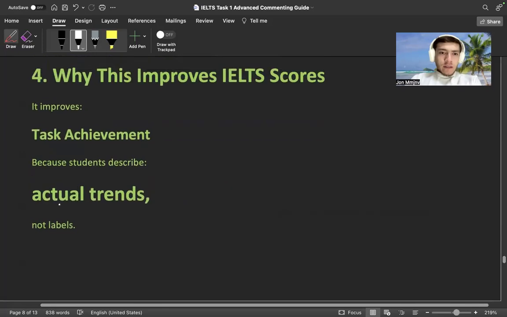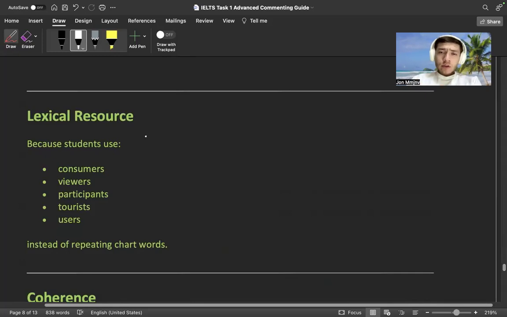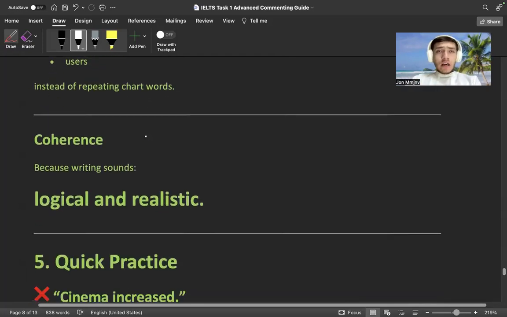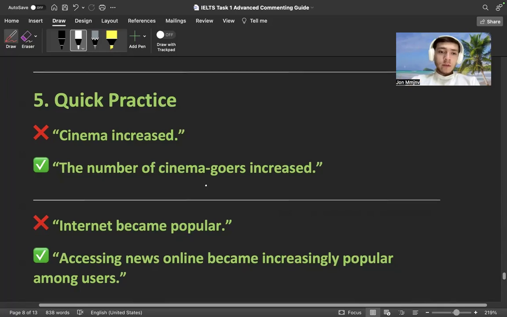Because this describes actual trends, not labels, right? Your lexical resource increases, and you start writing much more eloquently, much easier to read, much more reader friendly. Cinema increased. Come on. The number of cinema goers increased. The participants who chose cinema increased. The number of participants increased.